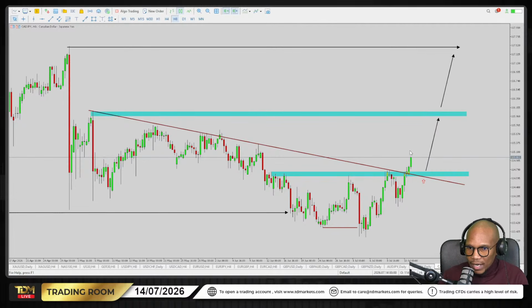Where price is right now is already above the previous high. So we can't just jump in and enter there, right? It's already above the previous high. It might start to correct where it is. So it's better to get a higher low.